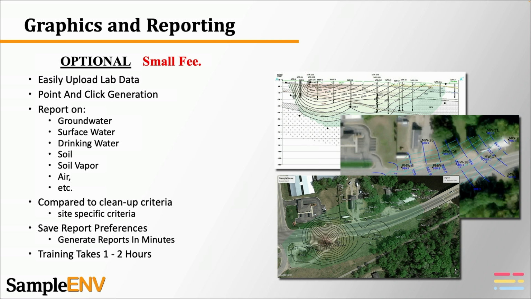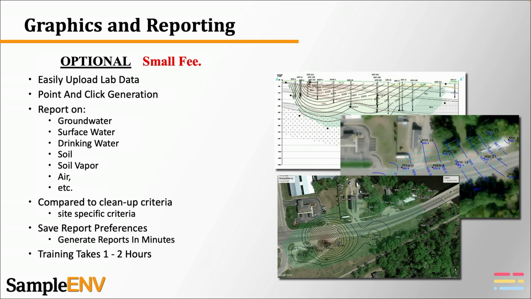The platform can generate reports on groundwater, surface water, drinking water, soil vapor, air, cannabis, other media, you name it. Users can compare it to different cleanup criteria. We've input and uploaded most of the states' various cleanup criteria throughout the country, and many of the cleanup criteria from many other countries as well. On many reports, you're going to be able to select the criteria you want to compare your results to, and it will highlight exceedances in red automatically. If you've generated site-specific criteria, you can compare to that criterion as well.